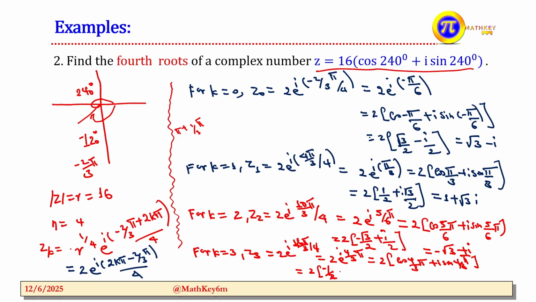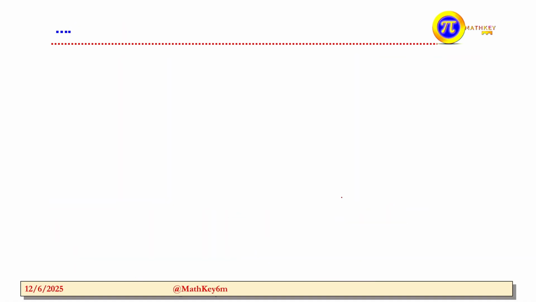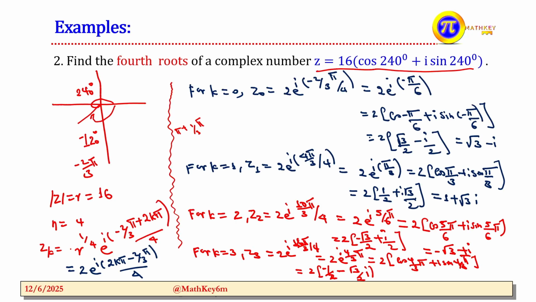Similarly, our sine function is minus root 3 over 2 i. Then what value now? Taking half as common, this z3 is equal to negative 1 minus root 3 i. Here we obtain this one. This is the value we have.